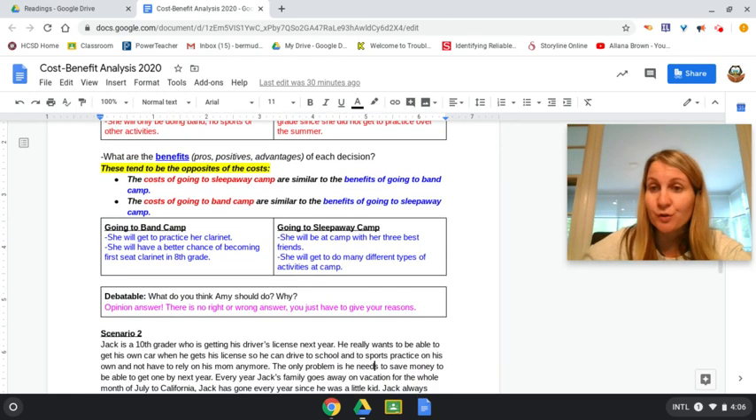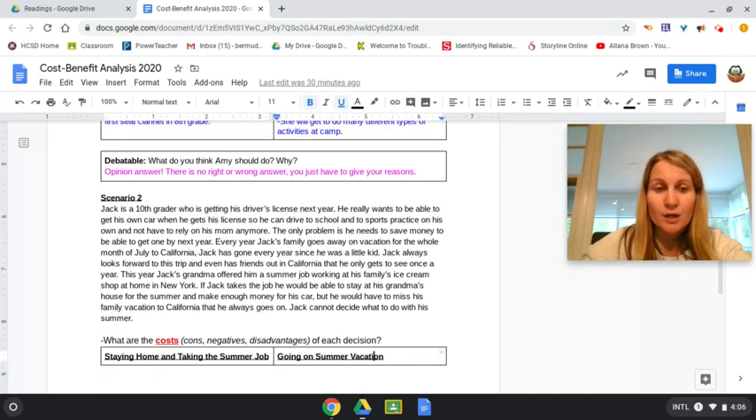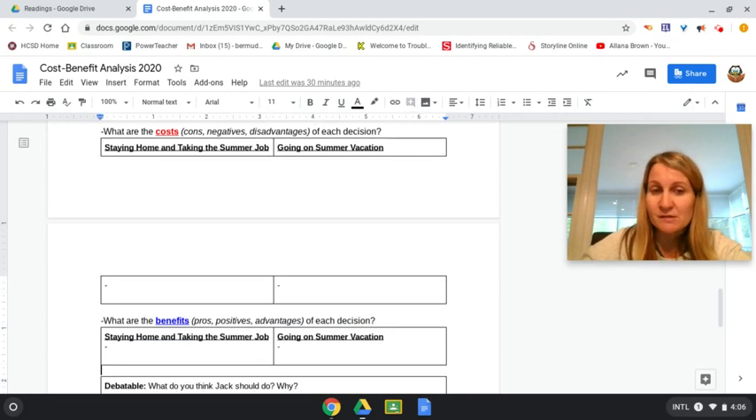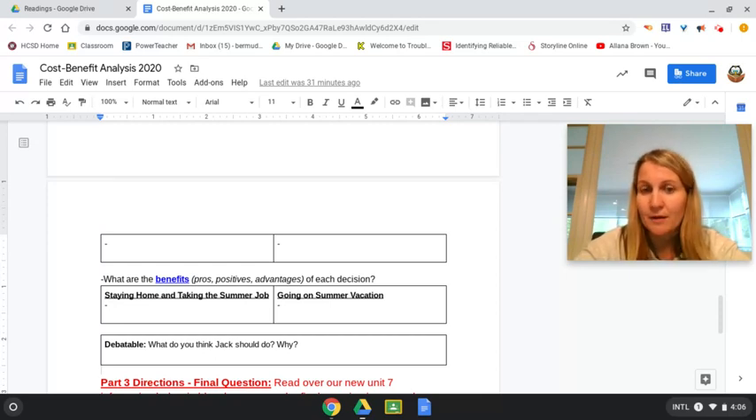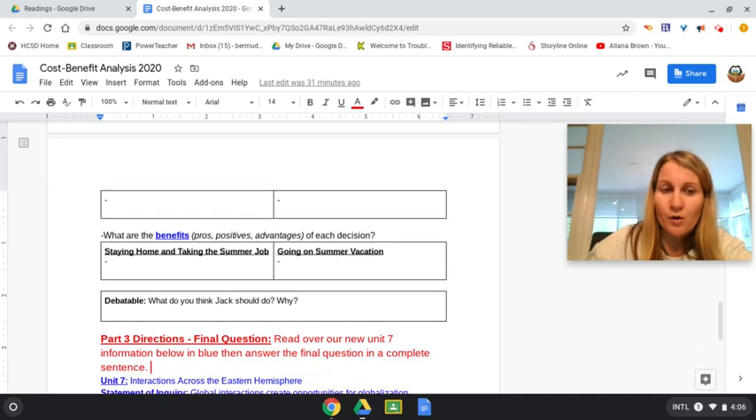Scenario 2, you're going to do on your own. Read through scenario 2, do the costs, the cons, negatives, or disadvantages of both of the decisions that Jack has to make. You then do the benefits. Again, you'll notice that they tend to be the opposite of each other. And then what do you think Jack should do and why? So please make sure you do the second scenario on your own.